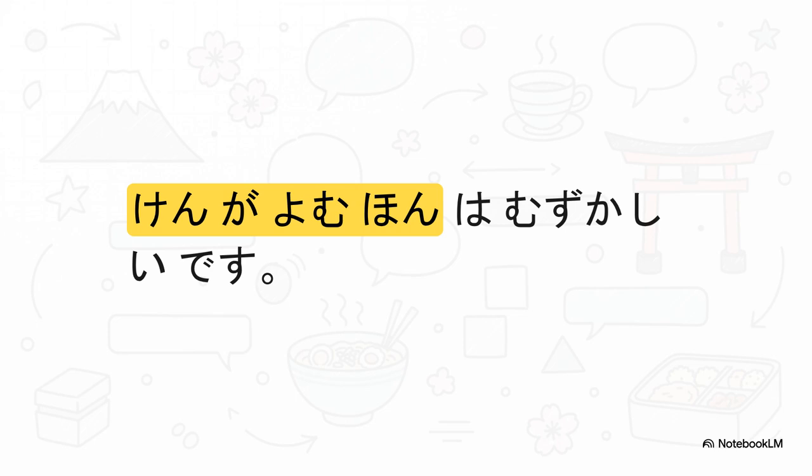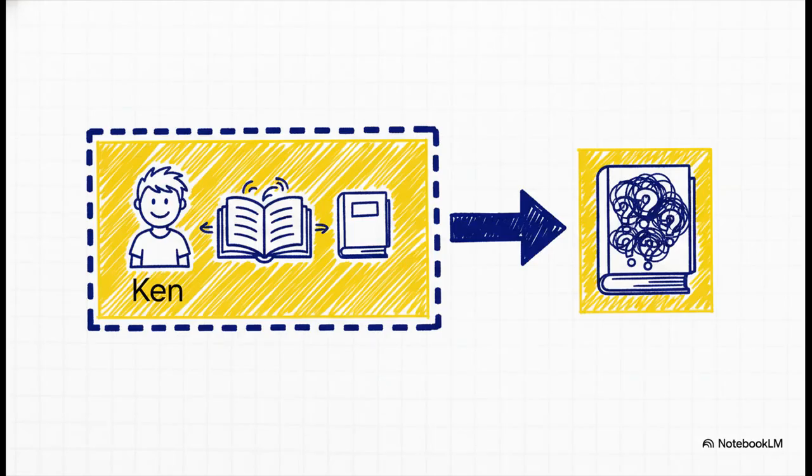Notice again how we have this little mini-sentence, Ken ga yomu hon, embedded right at the start, acting as the main topic for the whole idea. The translation really makes the structure crystal clear. The main point of the whole sentence is super simple. The book is difficult. But our descriptive clause specifies which book we're talking about. It's the book that Ken reads.